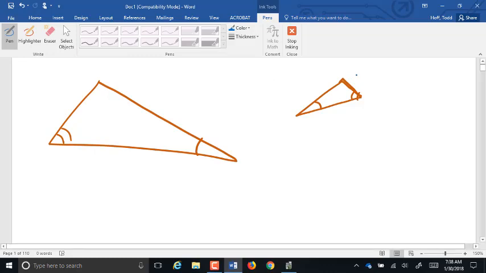So let's say that this here is 6 inches, and this here is 20 inches. I'm going to call that one X for now. This one's going to be 15 inches. This one's going to be Y inches. This one's going to be 40 inches.